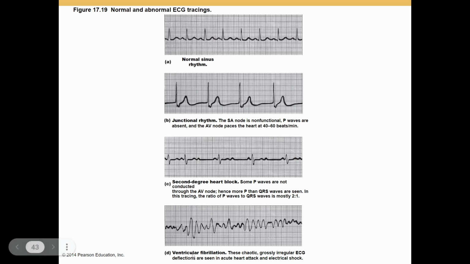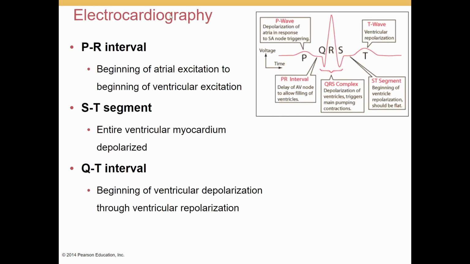And then here is ventricular fibrillation, and this is not organized at all. This is very chaotic. It's a really irregular ECG, and it's seen because of an acute heart attack or electrical shock. The idea of using electrical shock, though, should wipe this clean and hopefully return us back to normal sinus rhythm. So again, make sure that you know what occurs at the P wave, QRS complex, and T wave.